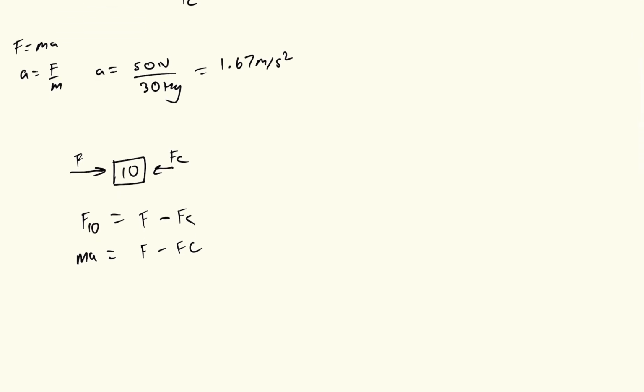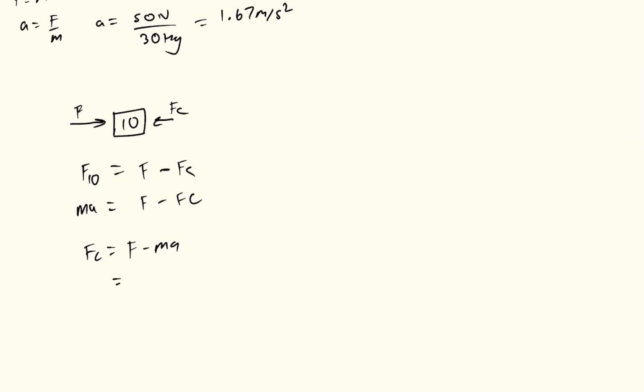Now let's isolate for FC. Let's move FC to the left by adding it, so FC is equal to F minus MA, and we move MA to the right by subtracting. If we substitute in, it's equal to 50 newtons minus mass, which is 10 kilograms, times acceleration, which we found to be 1.67 meters per second squared. And that would give us an FC value of 33.3 newtons.